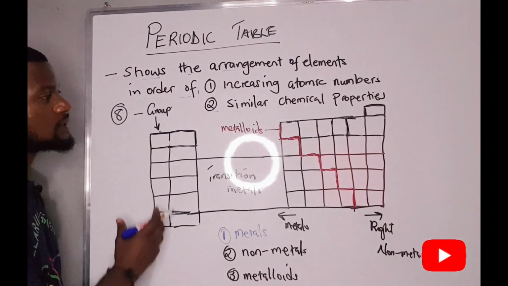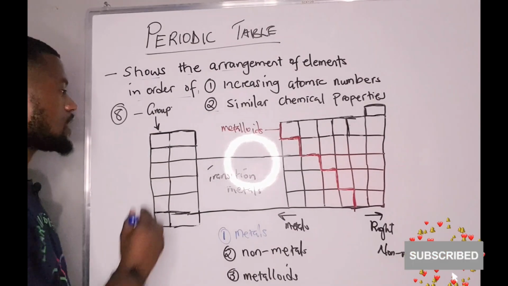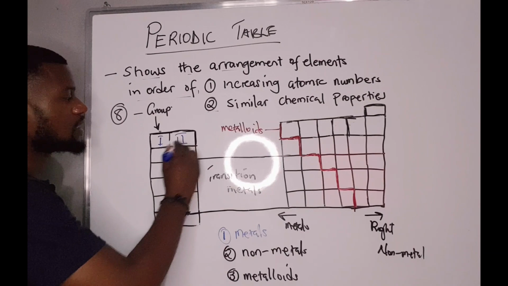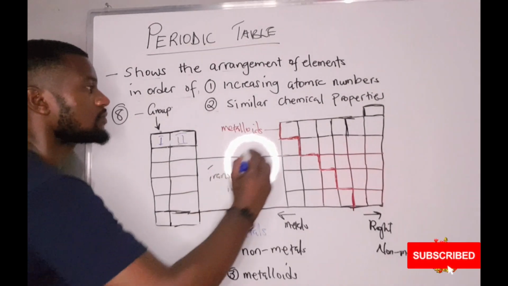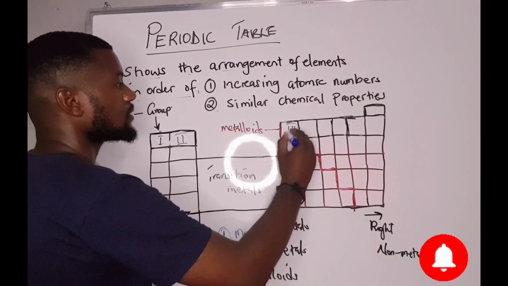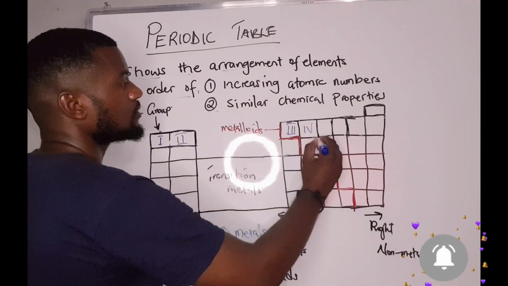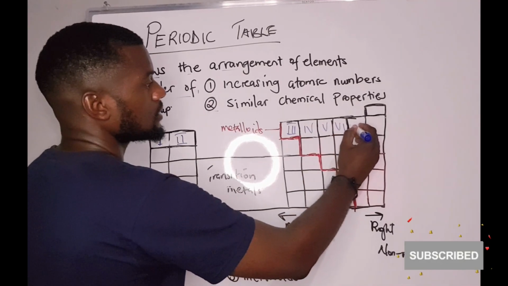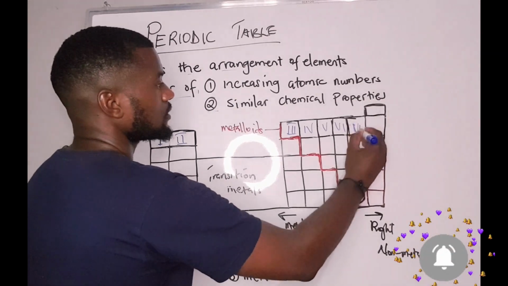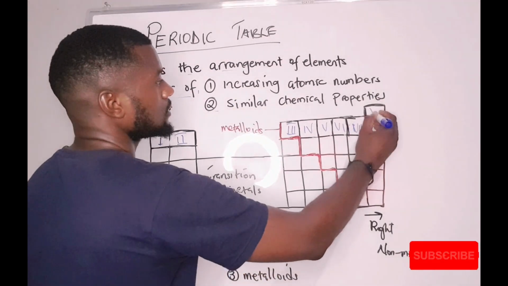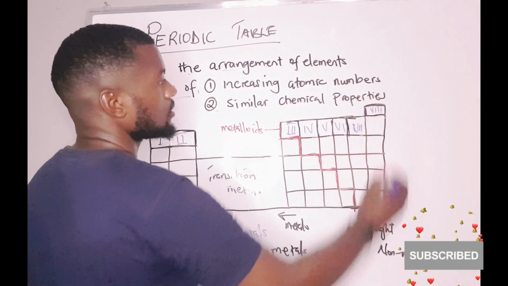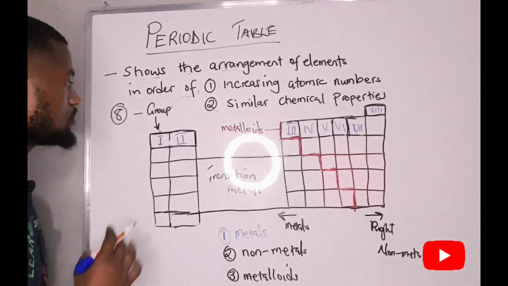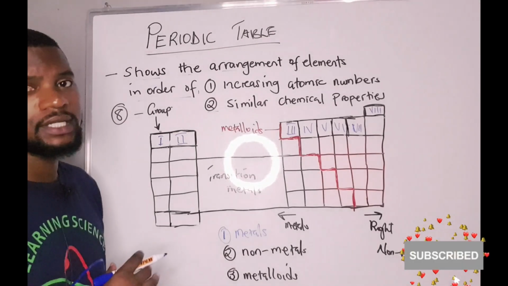So when you look at this periodic table, we have this one as our first group, then we have this other one as our second group, then this one as our third group, fourth group, fifth, sixth, then we have the 7th group and the 8th group. Those are the groups that we have on the periodic table.